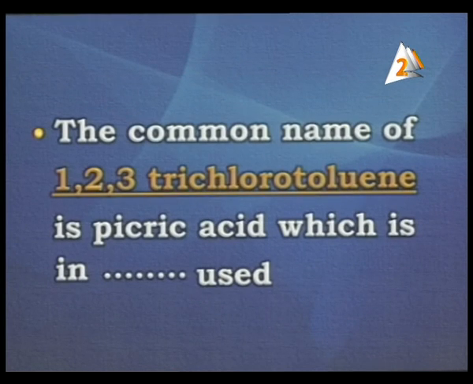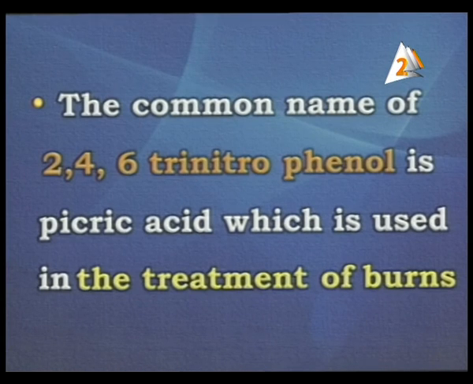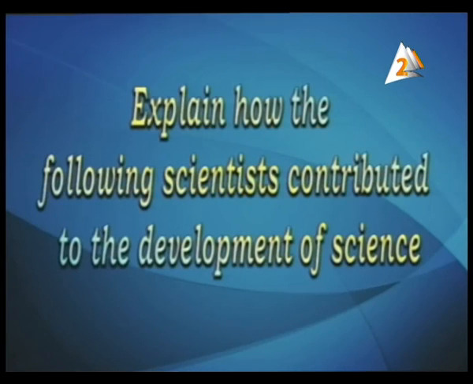The common name of 1,2,3-trichlorobenzene is picric acid, which is used in what? Here is the correct answer: the common name of 2,4,6-trinitrophenol is picric acid, which is used in the treatment of burns.